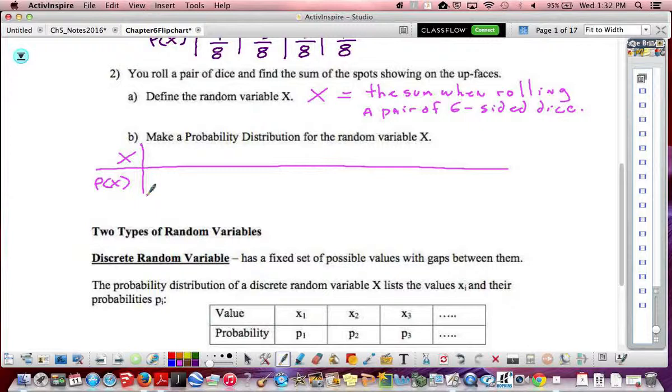What's the lowest number I can get when rolling a pair of dice? 0. I can get 0? Snake eyes. I can get snake eyes, right? A 1 and a 1. So my lowest value is a 2. What's my highest value? 12. Okay? Is every number in between 2 and 12 a possibility? Yes. All right.